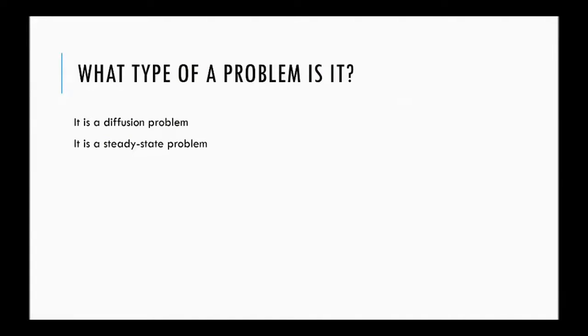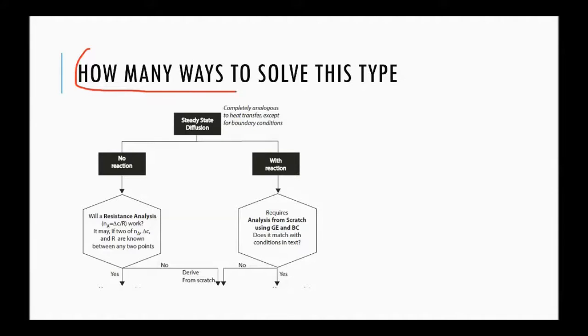So first, what type of a problem is it? Just from the description of the problem, you can see that it is a diffusion problem. It mentions that there's a diffusion process going on. Then we can also see it is given that it's a steady state problem. How many ways to solve this type of problem?